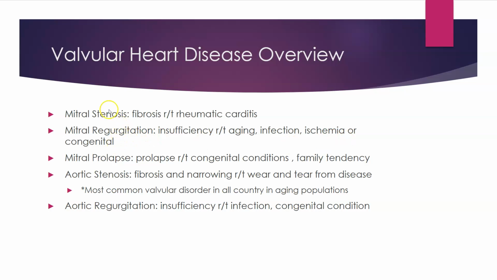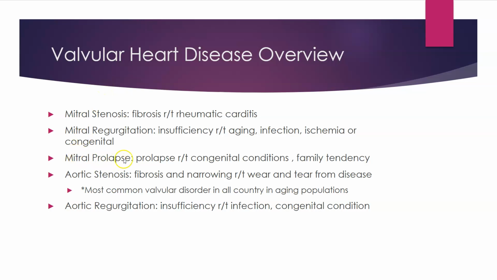Stenosis means tightening, so it gets too small and blood can't go through. Regurgitation means that it's too big and blood is leaking through the back way. So it gets forced through, but then due to pressures and maybe it's not closing well, you're going to see flow backwards.